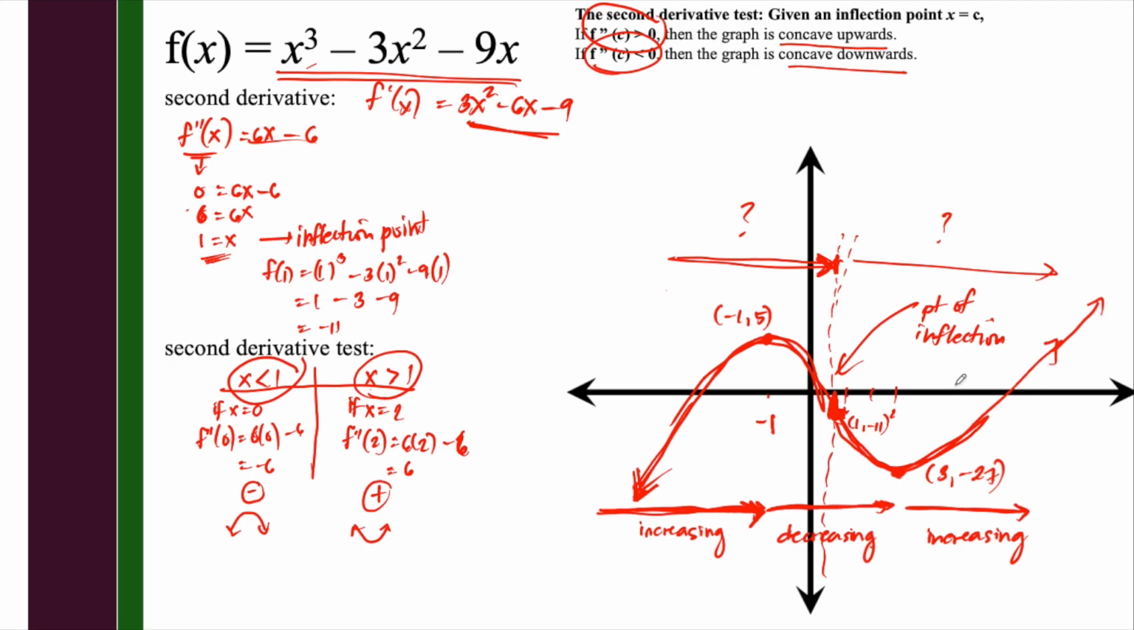So we can see here that the point of inflection does not only tell us the change in the direction of the tangent line, but it also gives us the change in the shape of the graph. So from negative infinity up to 1, it is concave downwards, and from 1 up to infinity, it gives us a concave upward graph.